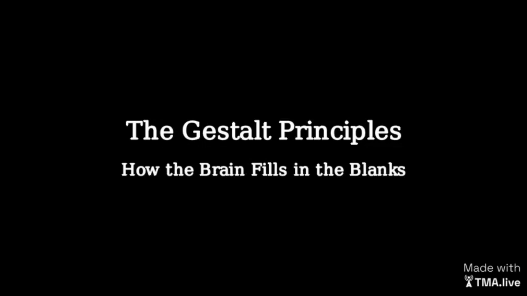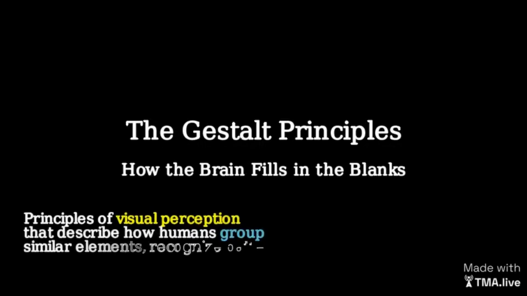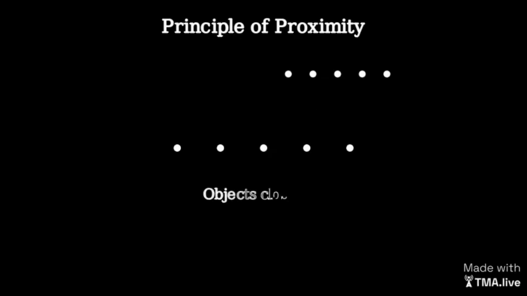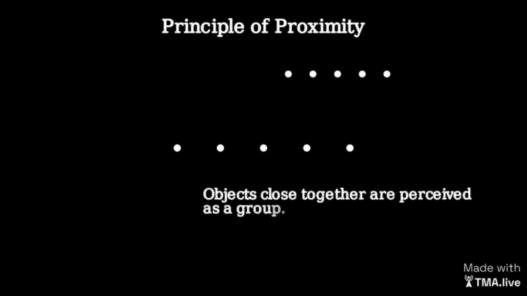The Gestalt principles are a set of rules that describe how humans visually perceive the world. They explain how we group similar elements, recognize patterns, and simplify complex images. These principles guide how our brains fill in the blanks and create a unified whole from disparate parts. The principle of proximity states that objects that are close to each other are perceived as a group.